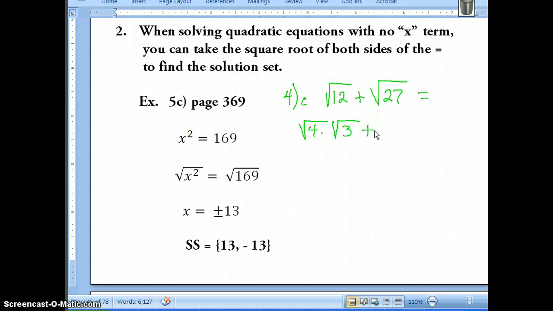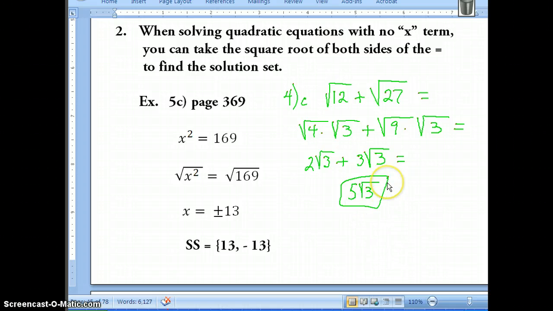And the square root of 27, I can break that up into a square root factor of 9 times the square root of 3. And then what happens is the perfect squares can come out of the radical and be written in the front. So the square root of 4 would come out as 2. So that's 2 root 3. The square root of 9 comes out as a 3. That's 3 root 3. And now that the radicands are the same, you can combine the radicals by adding the numbers in front of the radical. 2 root 3 plus 3 root 3 gives you a final answer of 5 root 3.